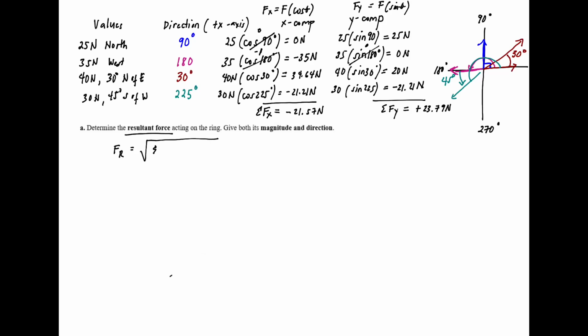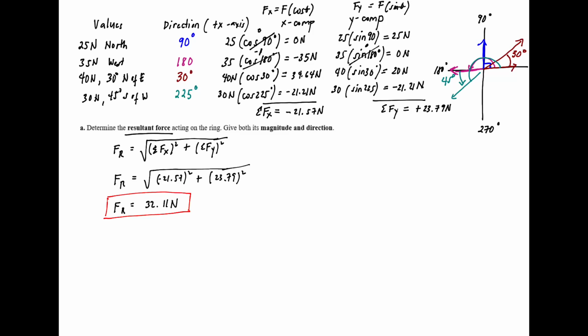We're going to have the summation of all the Fx and then square, like the Pythagorean theorem, and then the summation of all the Fy square. And then the resultant force is simply plug in everything. We have negative 21.57, then square, plus 23.79, then square. If you press that in your calculator, we're going to have a value of 32.11 Newton. And so this is our answer for the resultant force.